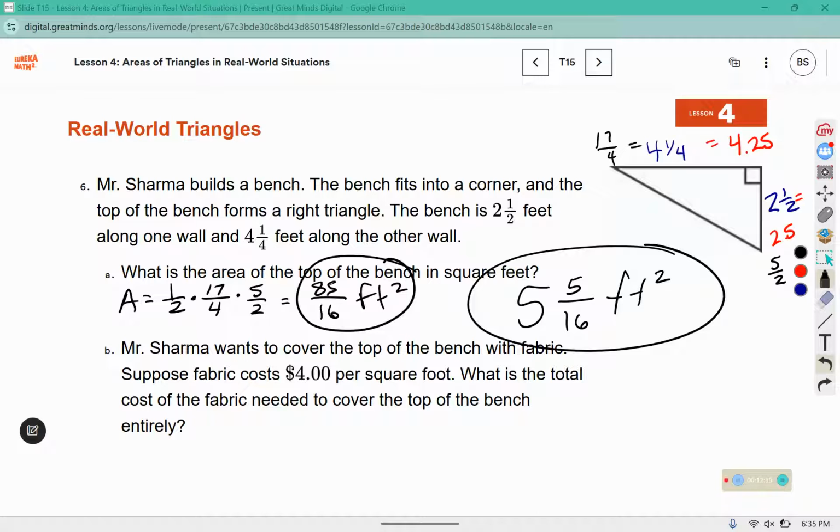Mr. Sharma wants to cover the top of the bench with fabric. Suppose fabric costs $4 per square foot. What is the total cost of the fabric needed to cover the top of the bench entirely? So I'm going to take my area and multiply by 4. 85 times 4 is 340, and 16 times 1 is 16. Since this one is asking me about a cost, I'm going to want to convert that into a dollar amount. So I can do 340 divided by 16, which comes out to $21.25.